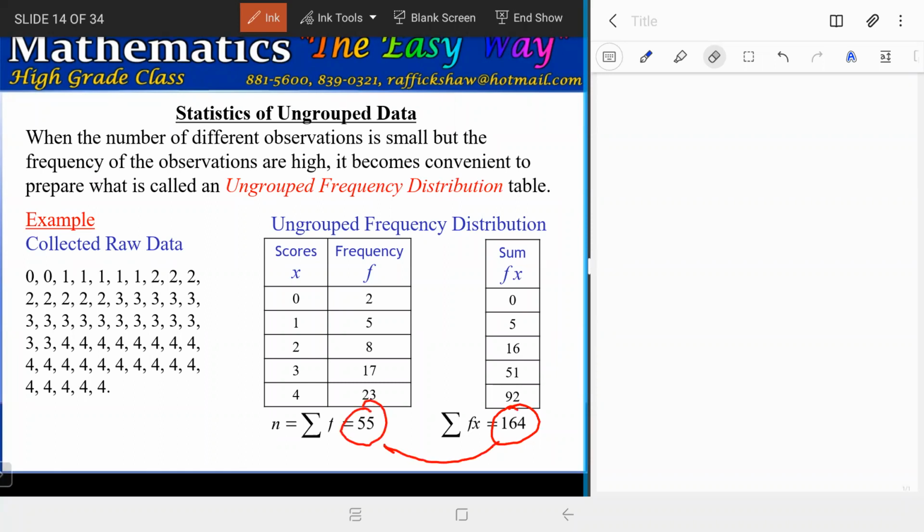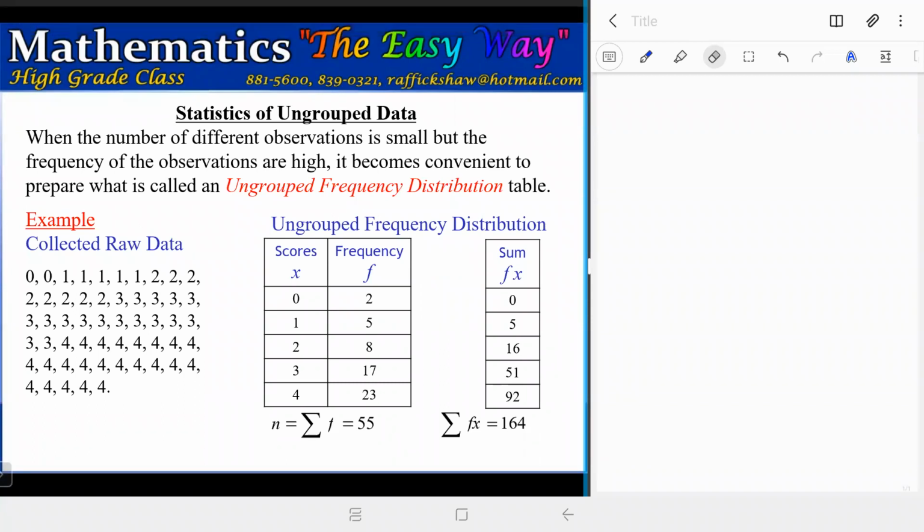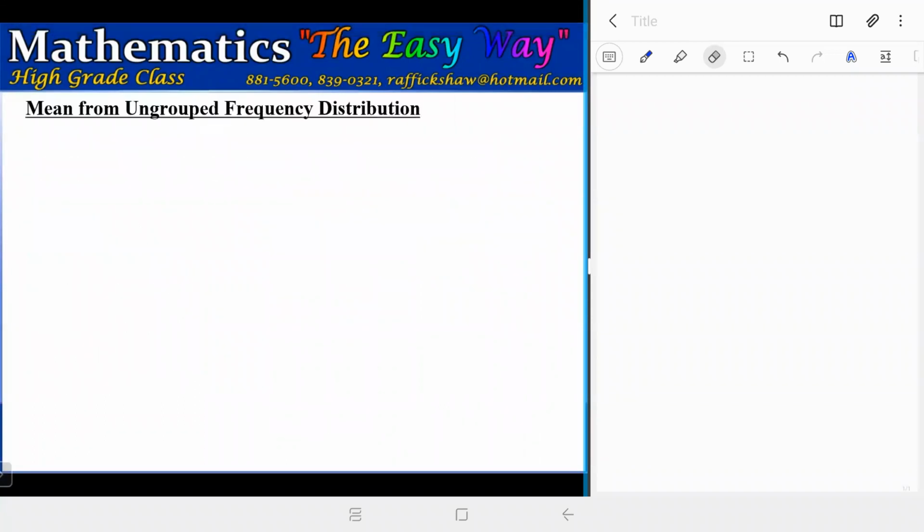And you can divide those two to find the mean. All right? The class are good? Yes, sir. Remember, fx is your sum column, okay? F times x is just how you calculate the sum. It's not f of x, it is f times x. This is f. This right here is the frequency times the scores. I'm trying to find the sum of the scores. We'll call it a sum column.